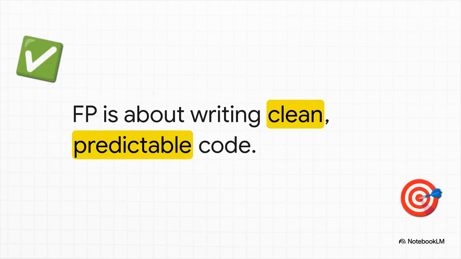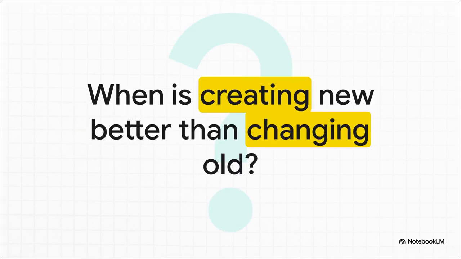So, when you boil it all down, the crucial point is this. Functional programming isn't so much about learning a specific language. It's about shifting your mindset. It's about a commitment to writing code that's clean, that's clear, and above all, that's predictable. And that brings us right back to that core philosophy, leaving us with a much bigger question to chew on, one that goes way beyond just code. When is creating something entirely new actually better than trying to fix or change what you already have?